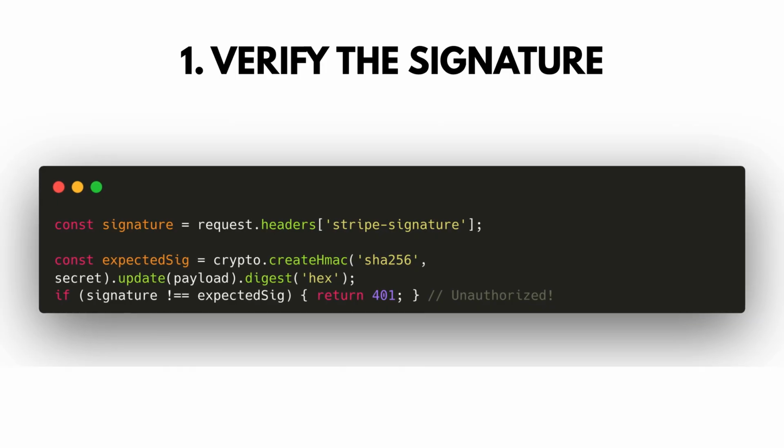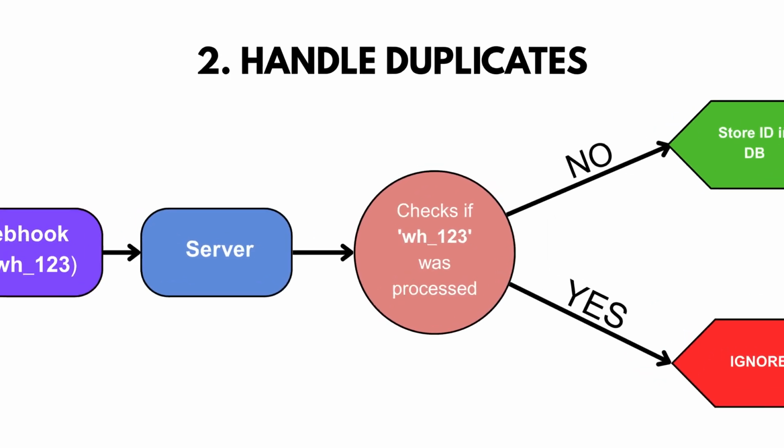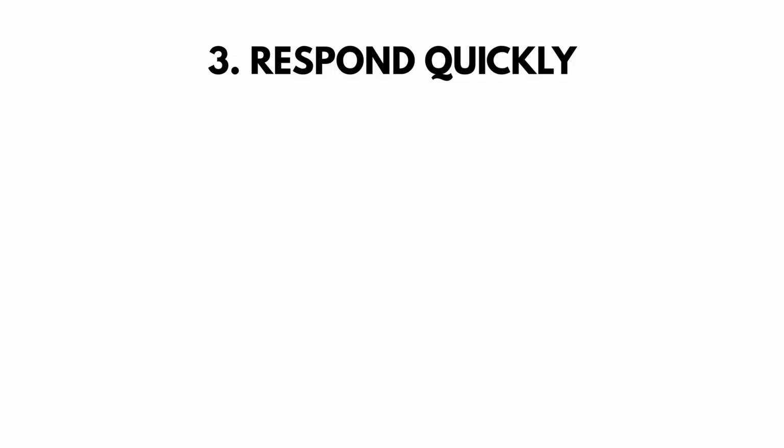This is non-negotiable. 2. Handle duplicates. Be idempotent. Services might send the same webhook more than once due to network issues or their retry logic. Your endpoint should be idempotent, meaning processing the same event multiple times has the same effect as processing it once. A common way is to check a unique ID from the webhook payload against a database of already processed IDs before doing anything.